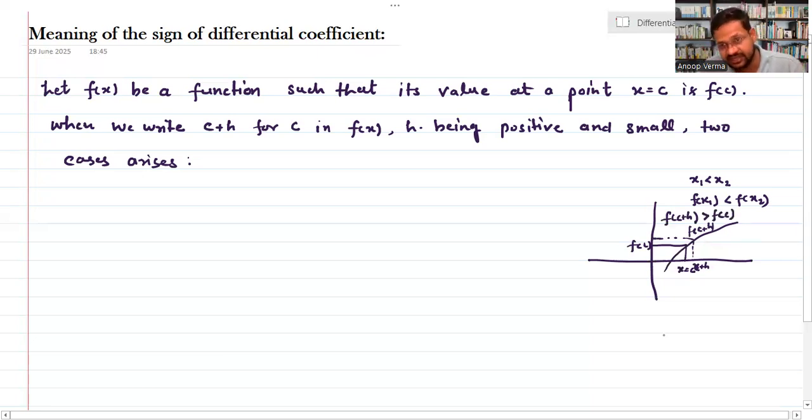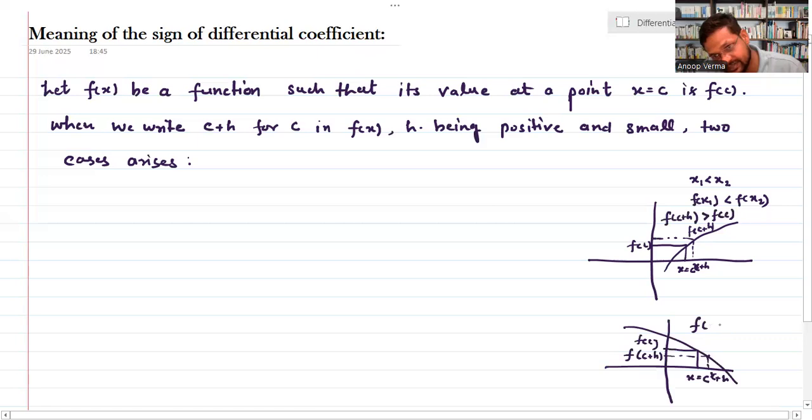That is one case. What will be the other case? If it looks like this, where this is the point x equals c and we move to the right side, here the point is c plus h. The value of the function at this point is f(c plus h), and at the other point is f(c). Here f(c plus h) is lesser than f(c), and in the earlier case f(c plus h) is greater than f(c). So there are two conditions that appear if you move to the right side: in one case the function is increasing and in the other the function is decreasing.